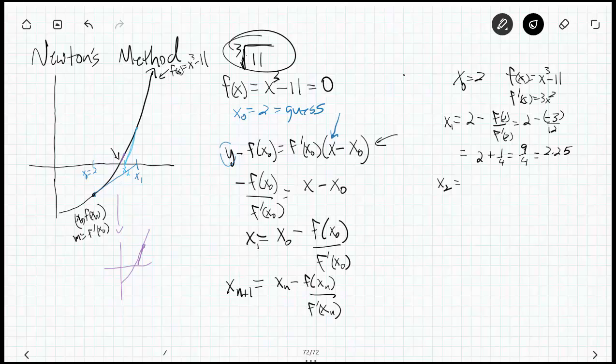X sub 2 is going to be 9/4, I'm just following the algorithm, minus f of 9/4. Now this is where it gets a little bit ugly. All right, f of 9/4 divided by f prime of 9/4. Now, I don't want to do this by hand because it's awful, right? But we're going to get a number at the end.